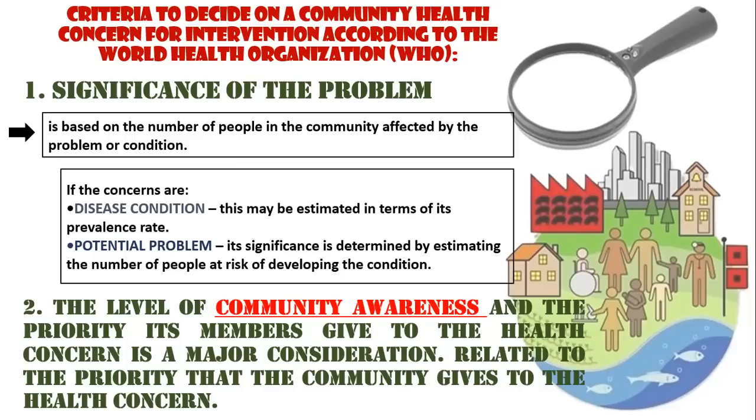Next, the level of community awareness and the priority its members give to the health concern. Major consideration related to the priority that the community gives to the health concern. So again, pag sinabi natin number, the level of community awareness, yan lang yung magiging key natin. Community awareness. Di ba? So first natin, we have the significance of the problem. And then next natin, we have the community awareness.